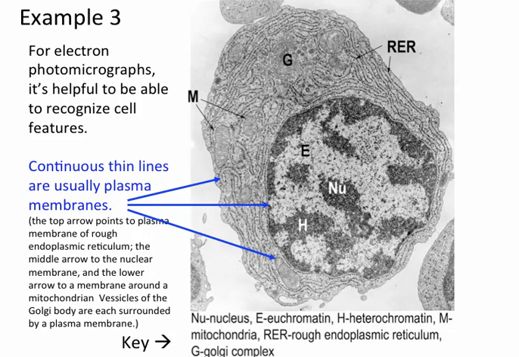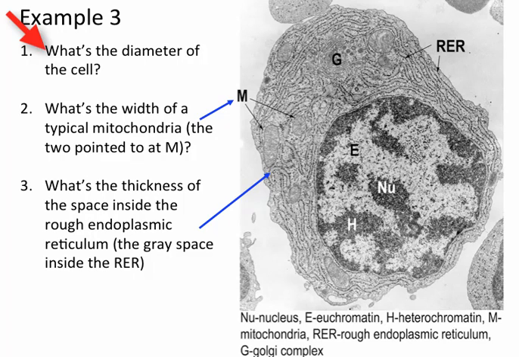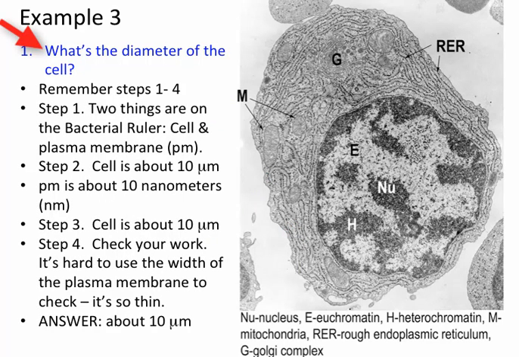So some questions. First, what's the diameter of the cell? Second, what's the width of a typical mitochondrion? Third, what's the thickness of the space inside the rough endoplasmic reticulum? That's the gray space in between the lines with the speckles on them. What's the diameter of the cell? Remember steps 1 to 4.